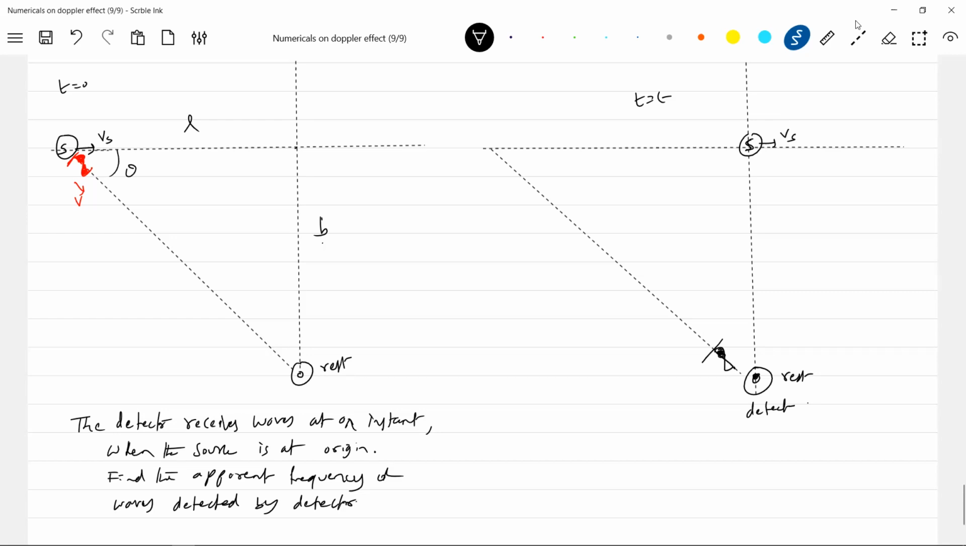So F is the frequency at which it is generated. By the time it is detected, it will be F dash. How to calculate this F dash? For that, theta is needed. So what is the apparent frequency formula? F dash is equal to, detector is at rest. So what is V? Speed of sound.